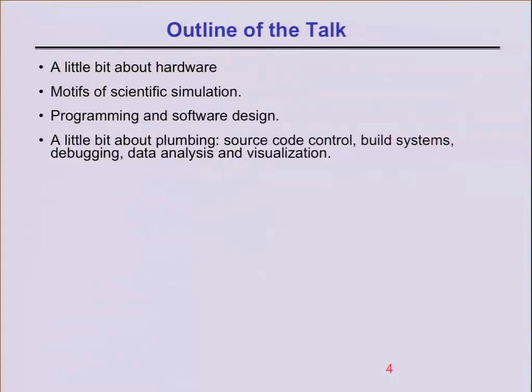So the outline of the talk is a little bit about hardware, and a discussion of the seven motifs of scientific simulation. By the way, if you want to know what the original name for those motifs is, go to Google, type in my full name, Philip Colella, and see what it completes with. And you will find out the original name for these things, which was declared to be politically incorrect by NSF. So we can't use it anymore.